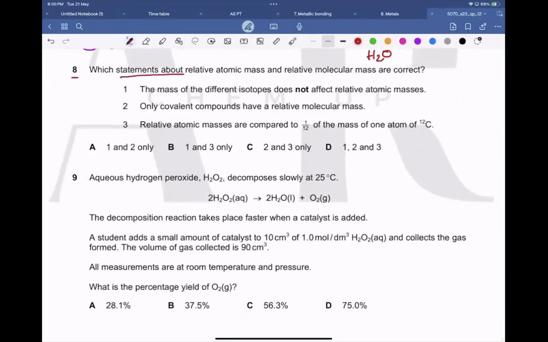Which statement about relative atomic mass and relative molecular mass is correct? The mass of the different isotopes does not affect atomic mass. No, it affects the relative atomic mass. So one goes wrong. One is present in A, B, and D, all three. So A, B, and D are wrong. So we are left with only C. So C is correct. Is this clear to all of you?